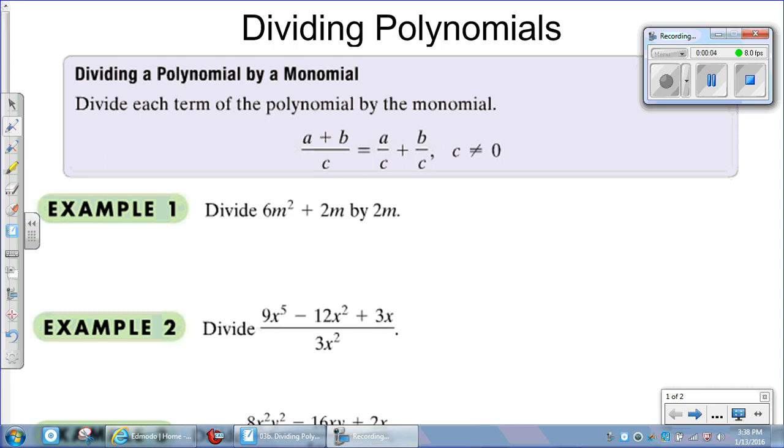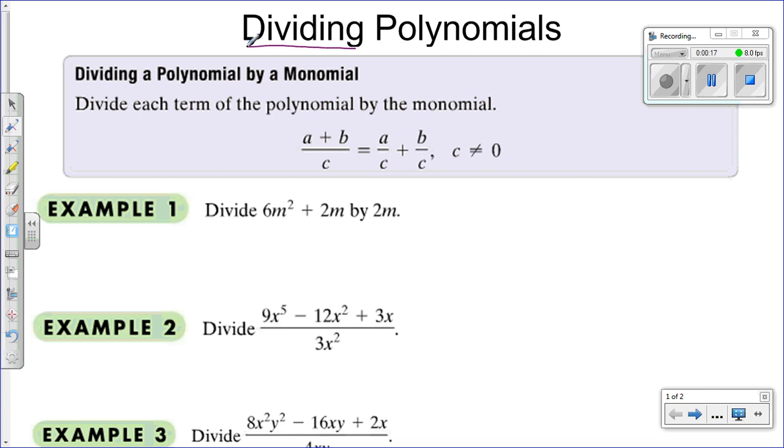Dividing polynomials, and this lesson is from fourth period on Wednesday. Today is Wednesday, January 13th. Okay, so dividing polynomials, we're going to start with baby steps.